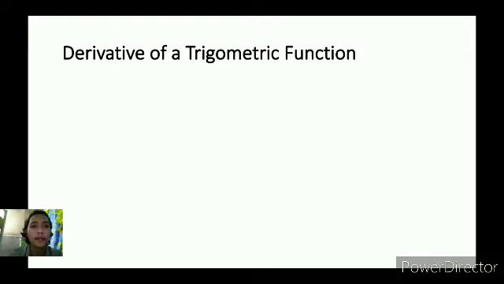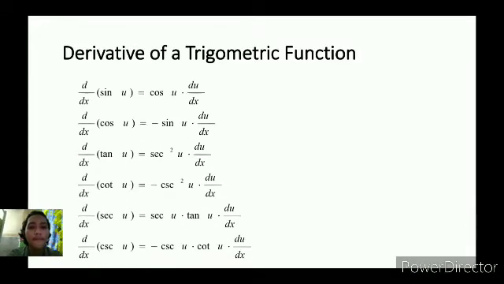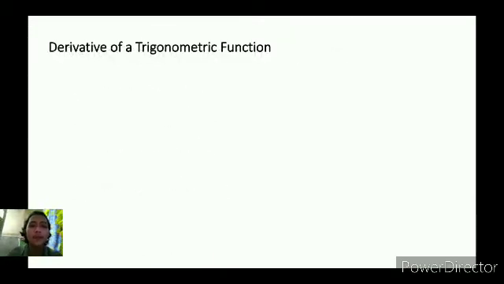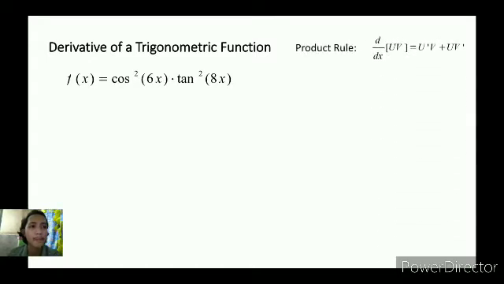In differentiating trigonometric functions, we need to memorize or at least familiarize this set of differentiation rules. For the derivative of trigonometric function, we got this problem: f of x is equal to cosine squared 6x times tangent squared 8x. For this equation, we're gonna use the product rule, which is u prime times v plus u times v prime.